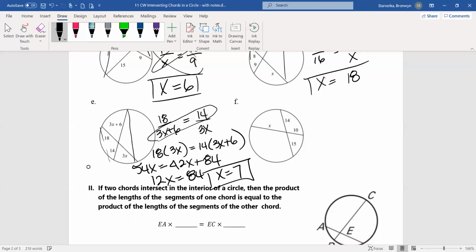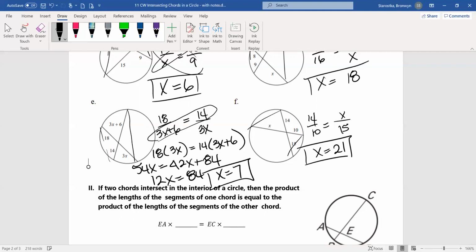And here we go, 14 over 10 equals x over, what is that, 15, cross product, 10x equals 210, so x equals 21.